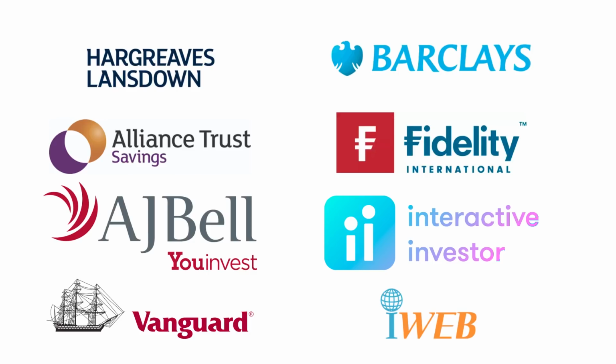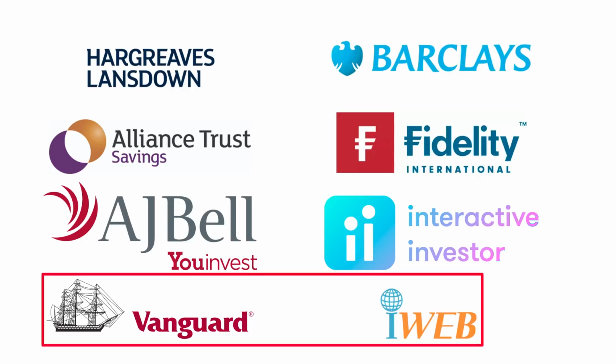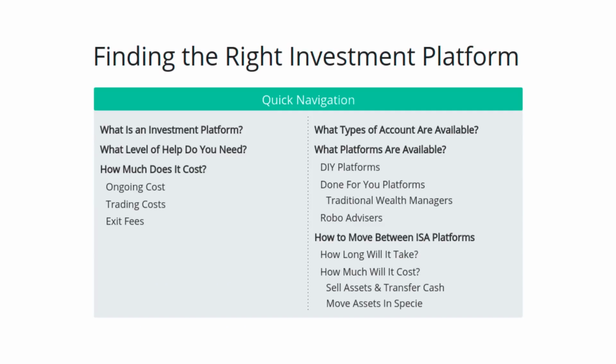There are several of these platforms available on the UK market. The largest is Hargreaves Lansdown. But here we'll just look at two of the cheapest, Vanguard and IWeb. And it's not just about the cost. There are other aspects to choosing a platform, and I deal with that in detail in my course on finding the right investment platform.